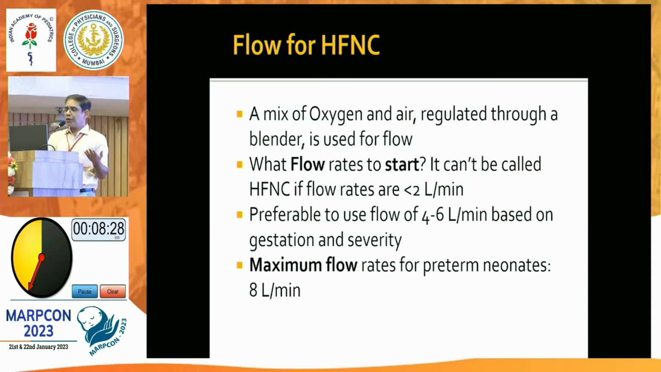And the flow, what flow rate should we start? If you want to call it a high flow nasal cannula, it has to be more than 2 liters. Otherwise, it is a low flow system. So we start around 4 to 6 liters based on the gestational age and the severity. Maximum flow rate for preterms, as the manufacturer recommends, is 8 liters per minute.